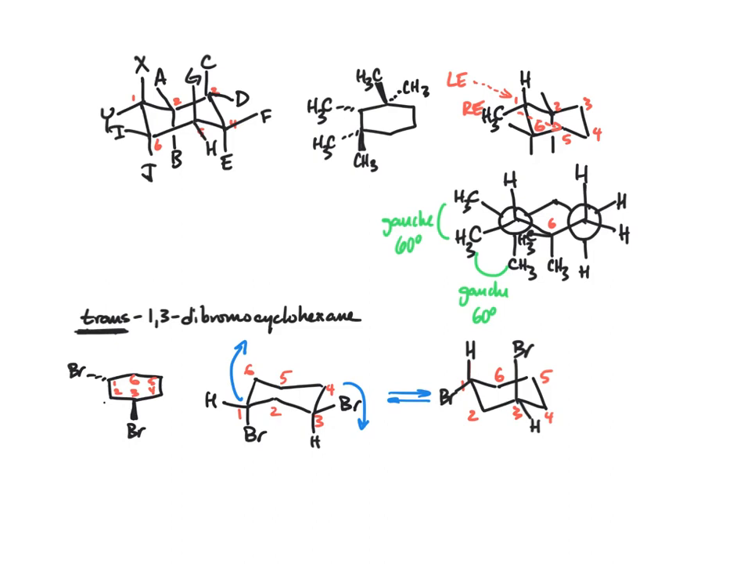Whenever you do a chair flip with a model like that, you have to have your hands on carbon 1 and 4. One goes up, one goes down, or one goes down, one goes up. They have to be 1 and 4. If you do it 1 and 3, 1 and 2, you're not doing it right.